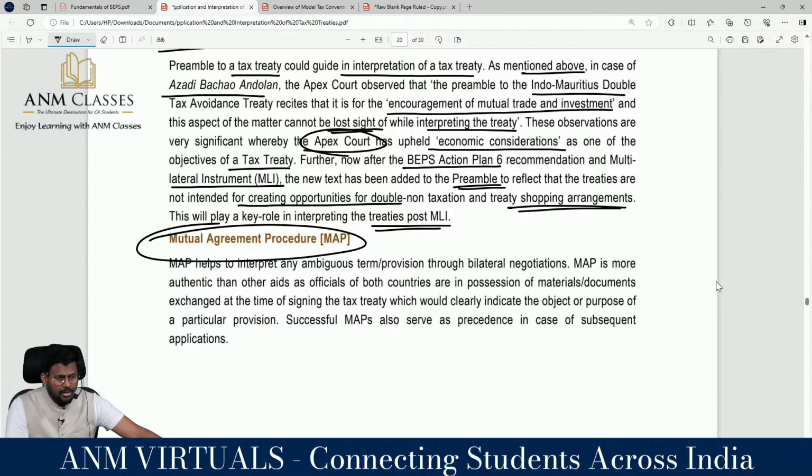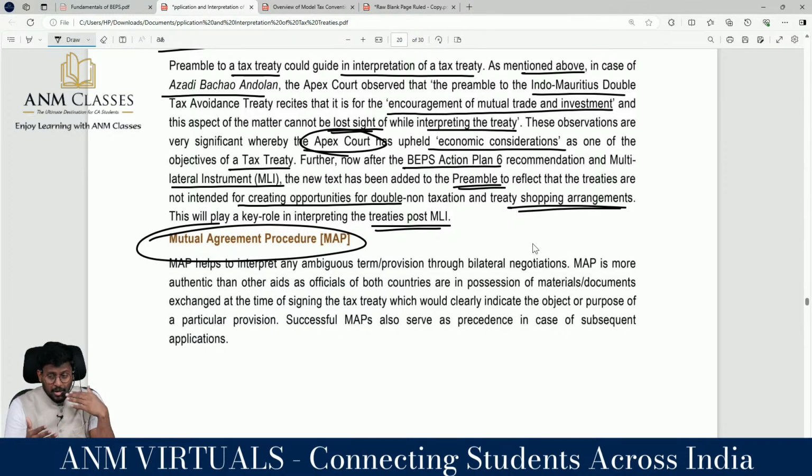What is MLI? Multilateral instruments. Let me give you one background of what is a multilateral instrument. There are 200 countries, approximately I'm saying. Out of 200, nearly 100 countries have entered into DTA with India, or India has entered with those countries. Correct? Right? Yes, sir.